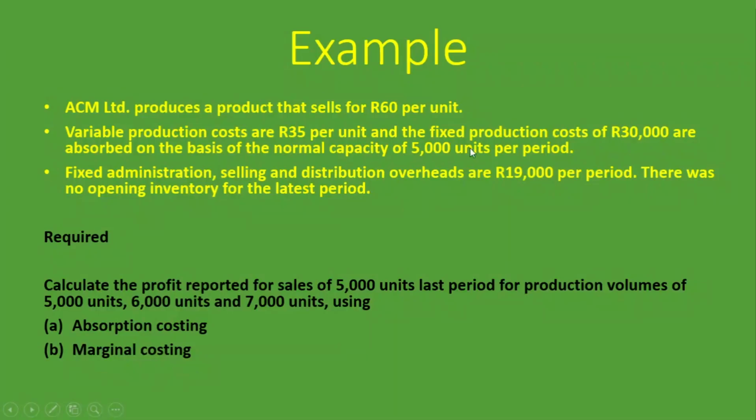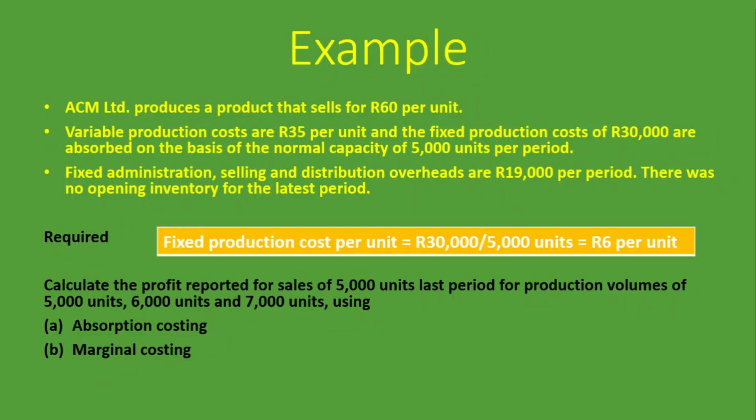And what is the fixed production cost per unit? Remember, with the predetermined rate, we take the fixed production costs for the period, which is 30,000 Rand, and we divide that by the normal capacity of 5,000 units. So we'll take 30,000 Rand, divide by 5,000 units. So that's what we'll do over there. And once we've done that, we see that we have 6 Rand per unit. That is the fixed production cost per unit.